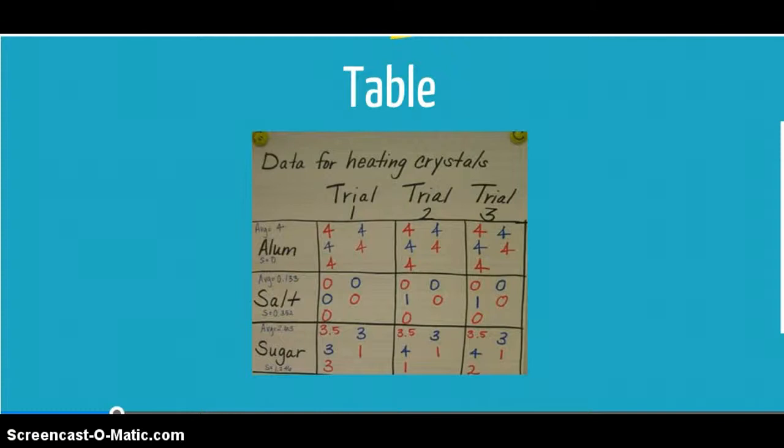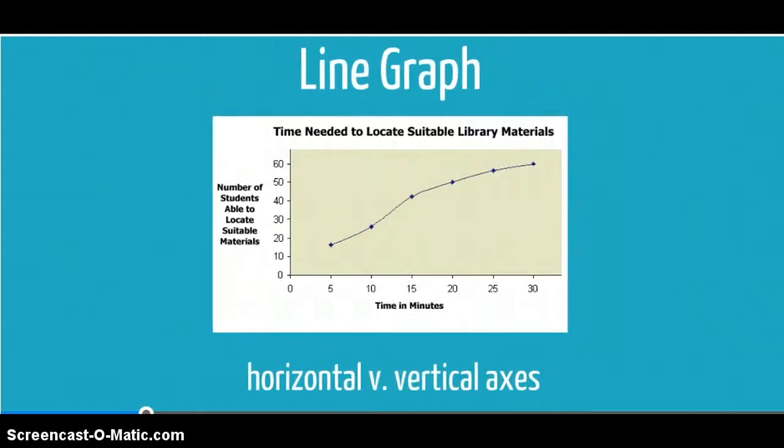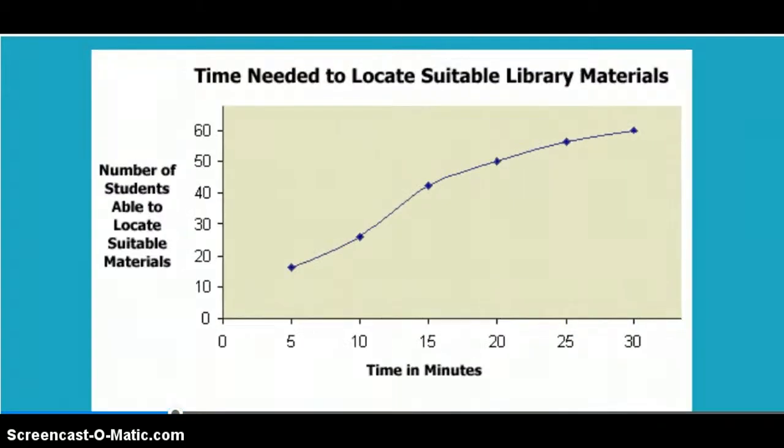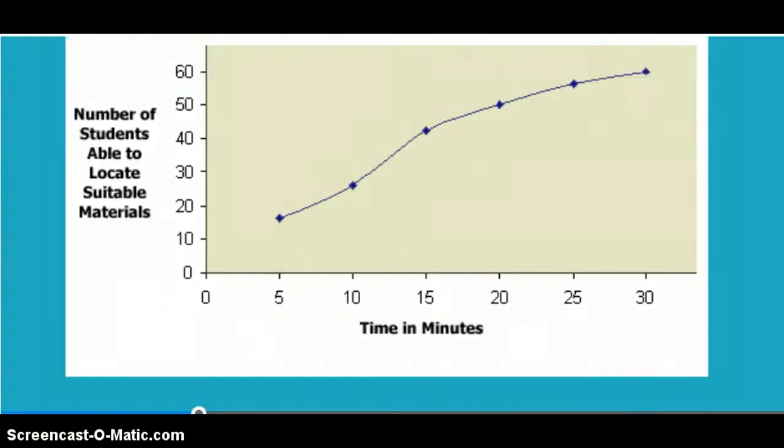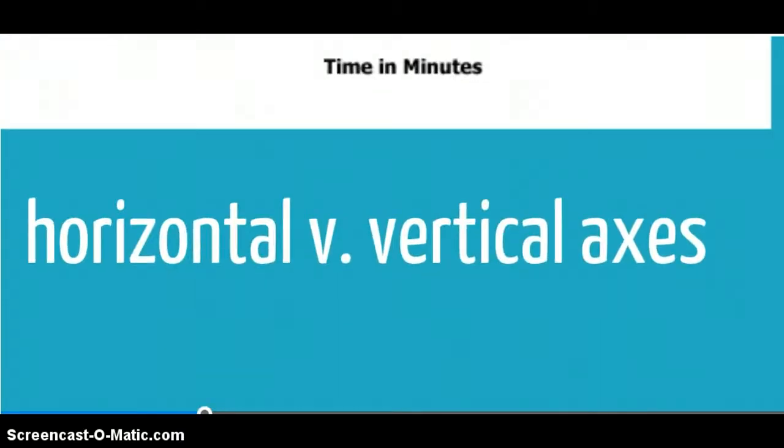More advanced than a table is a line graph. A line graph tells a story more dramatically than a table because it makes the relationship between the two variables immediately visible. Always consider the relationship between the horizontal and the vertical axes. The horizontal axis contains the predictable known variable, or the x-axis. The vertical, or y-axis, on the other hand, contains the unpredictable variable.